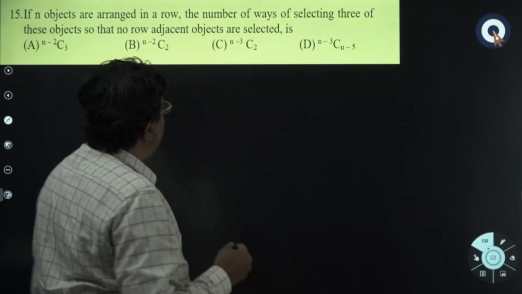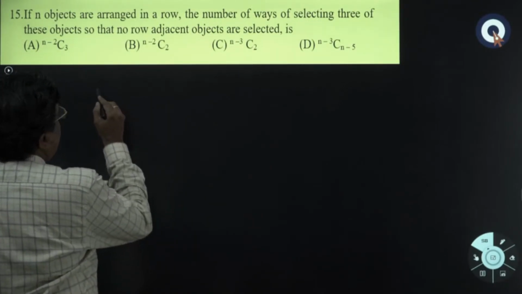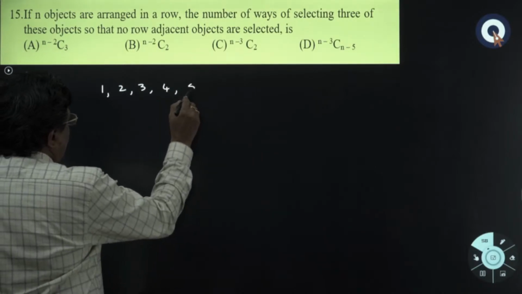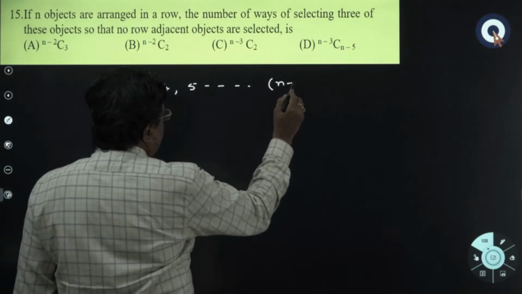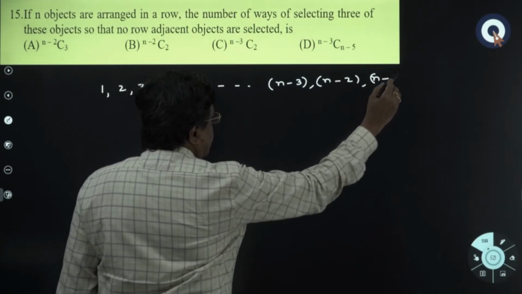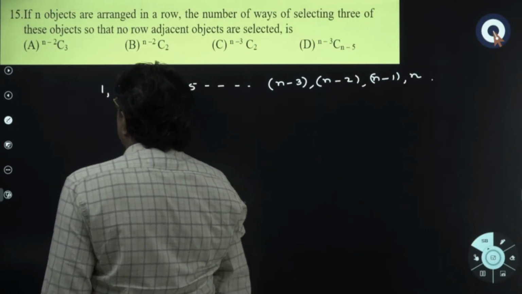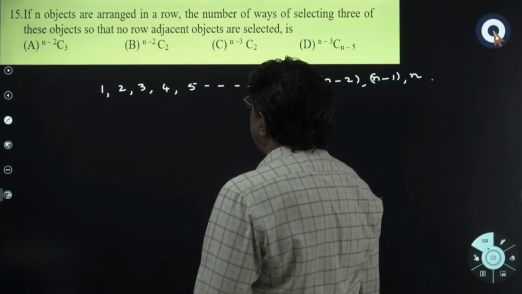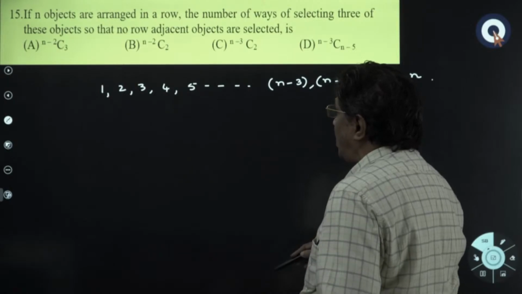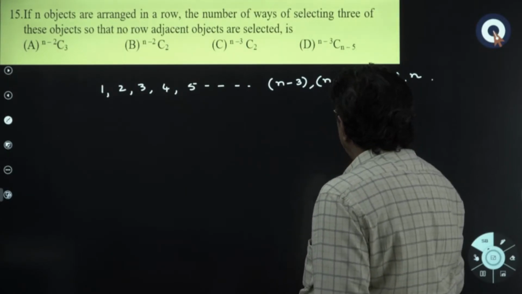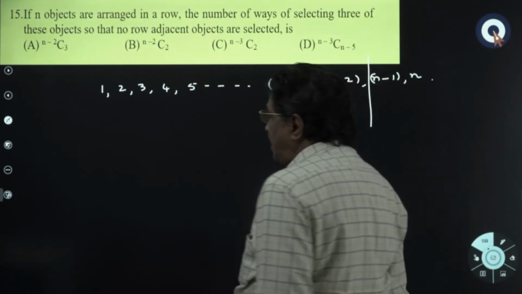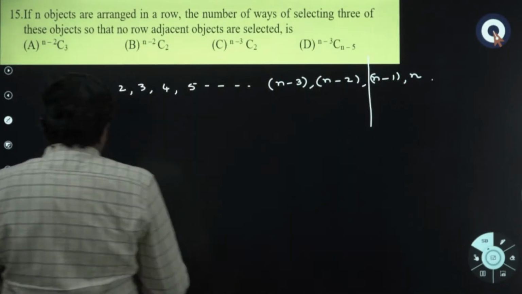See, the thing here is, let us say you have n objects, 1, 2, 3, 4, 5, etc., n minus 3, n minus 2, n minus 1, n. Now these n objects are arranged in a row, and you want to select 3 of these such that no two of them are consecutive. So for that you simply cut off the last 2. From the remaining n minus 2, select any 3.